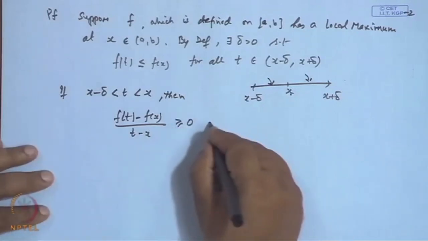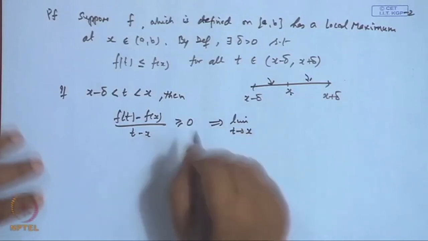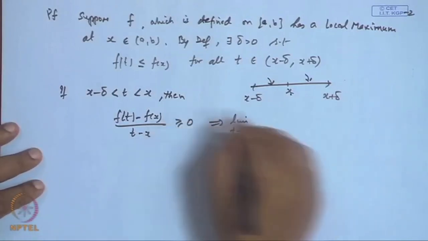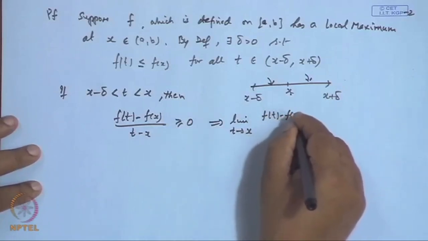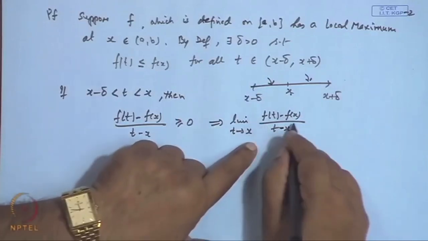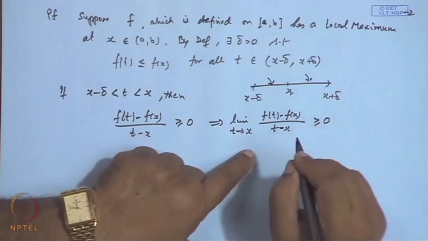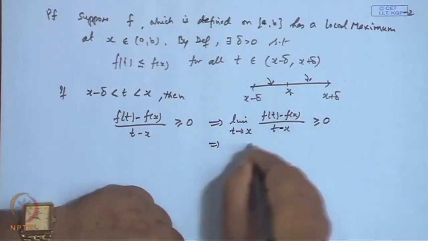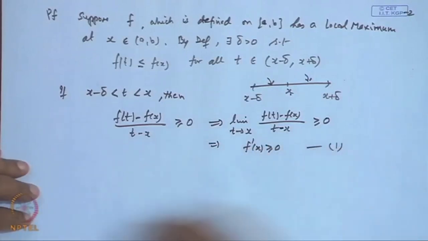So, this implies that the limit of this quantity as t tends to x, that is f of t minus f of x divided by t minus x, which gives the derivative of the function at the point x, is greater than or equal to 0; it cannot be negative. Therefore, the derivative f prime x is greater than or equal to 0. This is the first part.